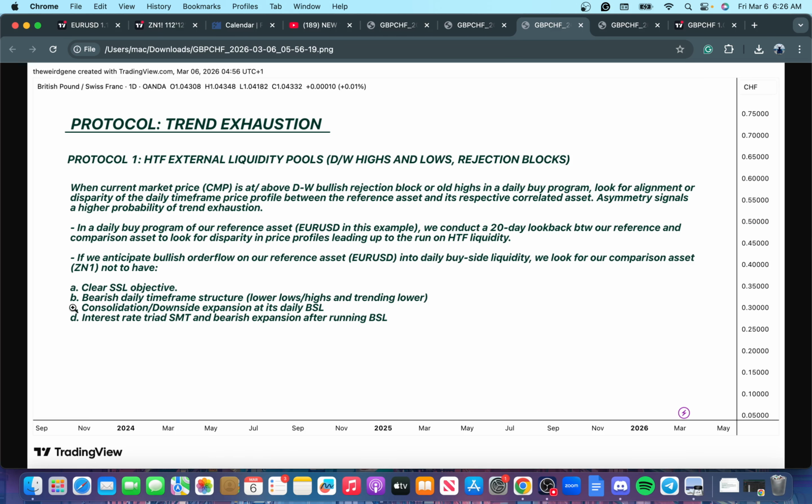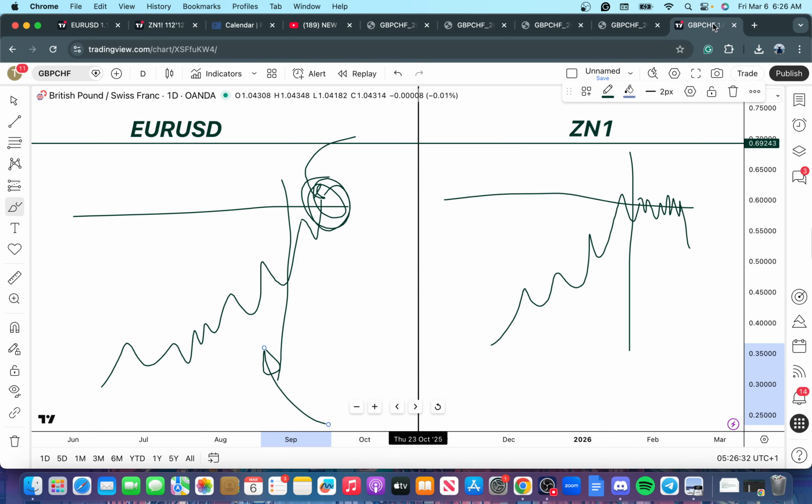So finally, protocol number 4 is interest rate SMT and bearish expansion after running buy side liquidity. Again, it is kind of similar. You can actually blend all of them together, but what we don't want to see here is bearish SMT at the highs after we take our buy side liquidity on 10-year T-note. All right, so bearish SMT with what? Bearish SMT with the other interest rate charts.